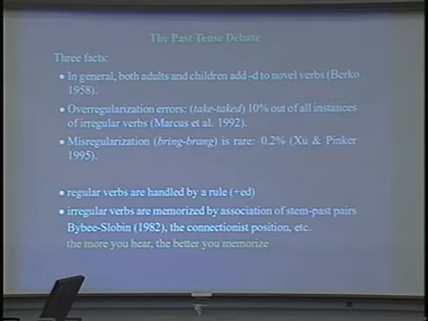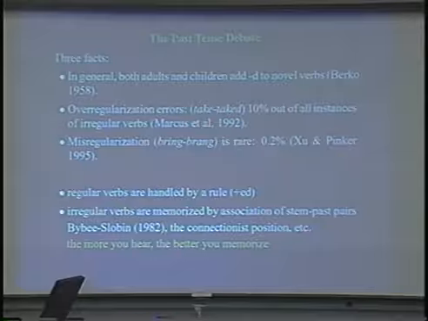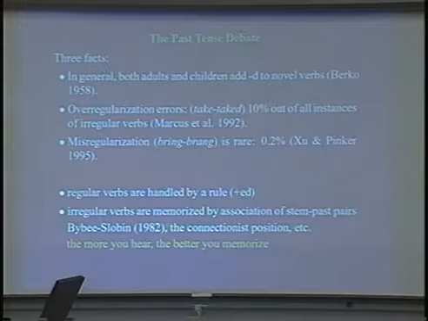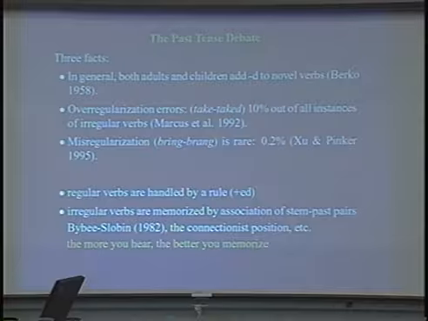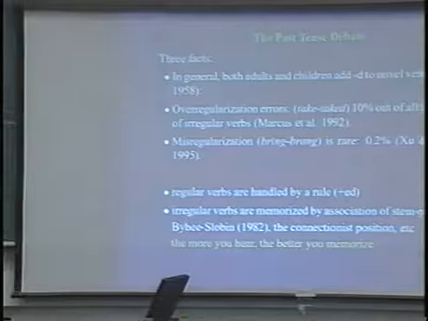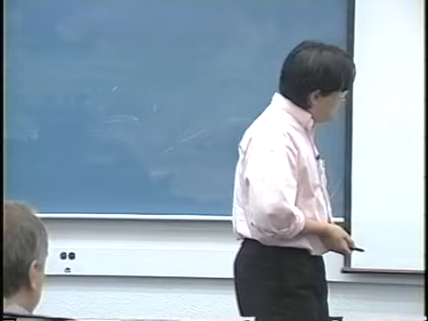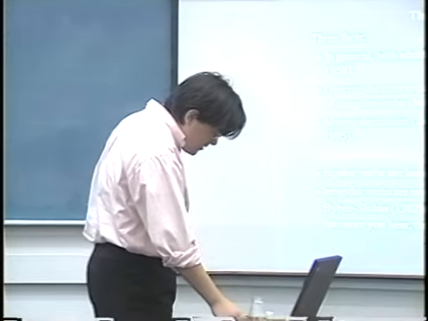So the target we're going to address is Pinker's words and rules model, which has two components. One is that regular verbs are handled by a rule, namely add -ed. And the irregular verbs are memorized by association of pairs, so the stem and past tense will be memorized together. The irregular part goes back to Bybee and Slobin and the connectionist perspective. And it follows a very simple principle: the more you hear, the better you memorize. The more irregular forms you hear, the better you'll retrieve them. But this is a simple example, and it turned out to be too simple.